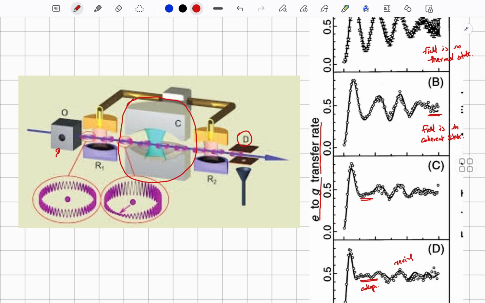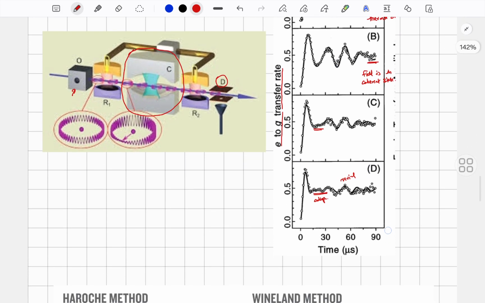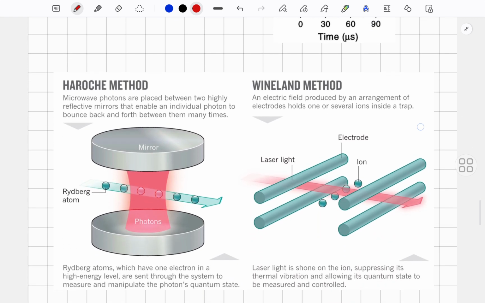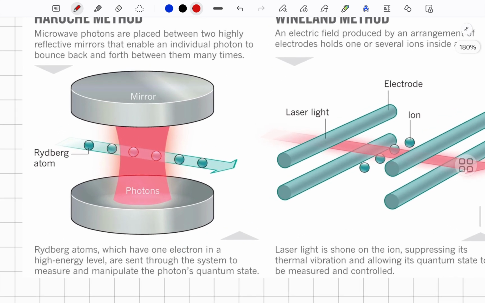So this is the setup first done by the Haroche team, and there is a similar setup by Wineland. Actually these two teams have got the Nobel Prize. Haroche and Wineland have got the Nobel Prize. The Haroche method I have already explained: we keep the field confined within a cavity, and through it we pass the Rydberg atoms.